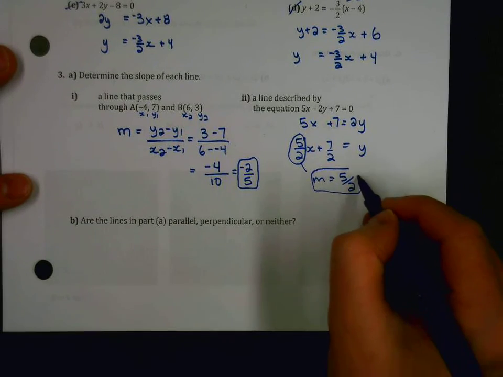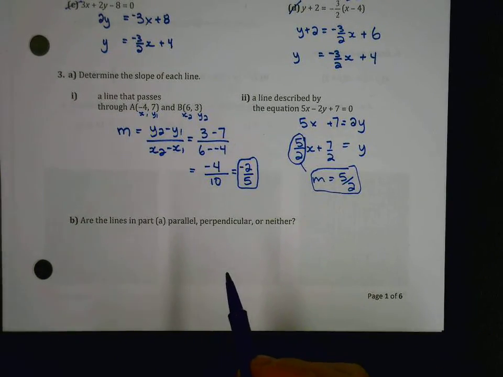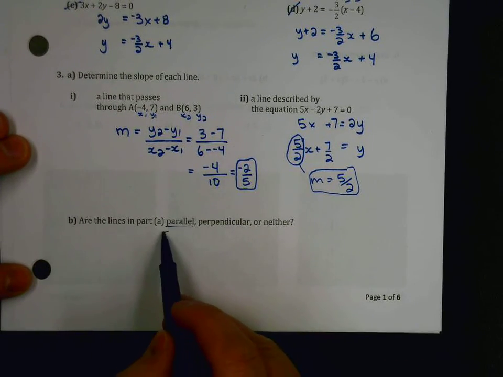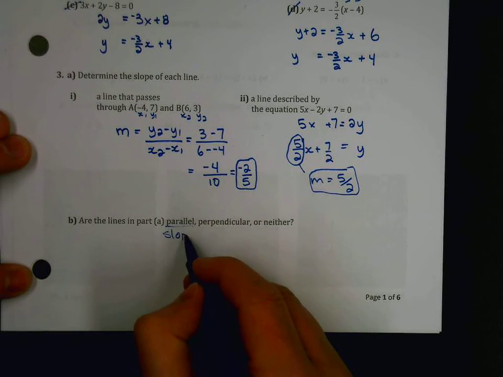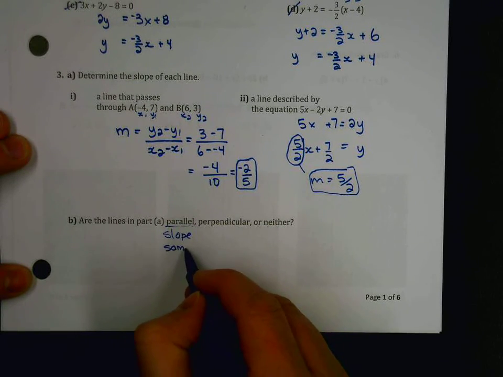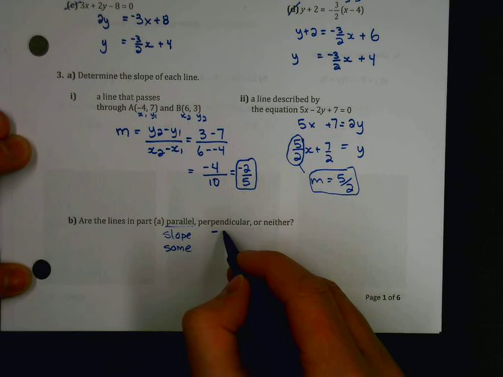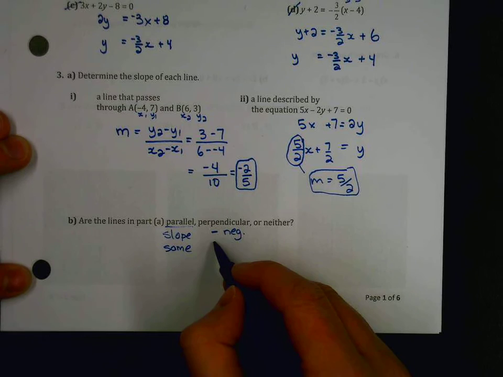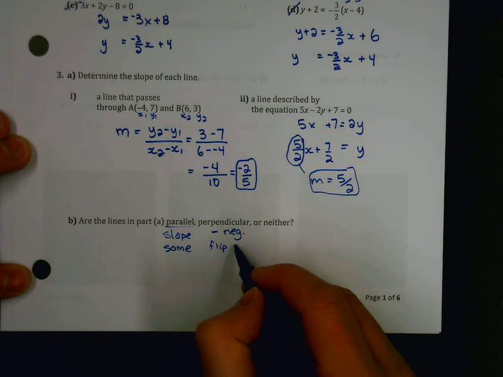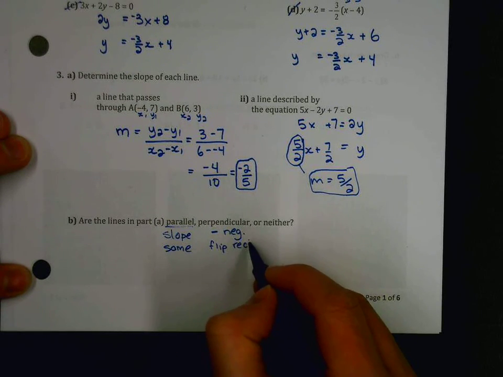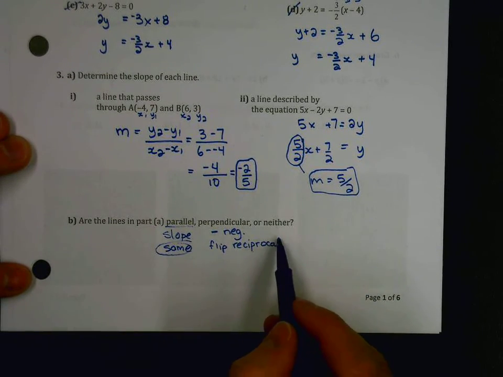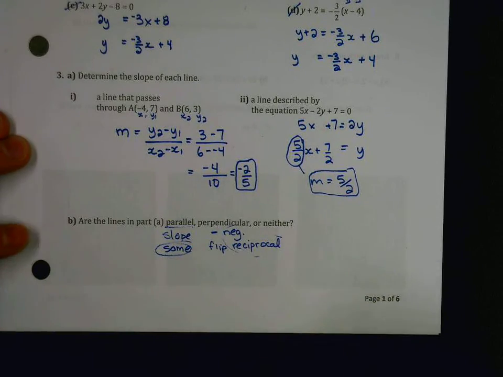So a follow-up question asks if the lines in part A are parallel, perpendicular, or neither. For 2 lines to be parallel, the slopes should be the same. For perpendicular, we use the word negative reciprocal. So this is sort of a flip, a negative reciprocal. And if it's neither of those cases, same slope or a negative reciprocal, then it's neither.